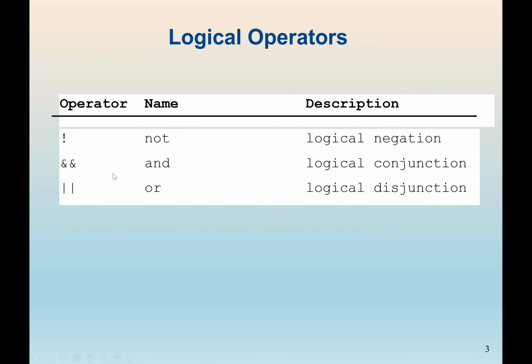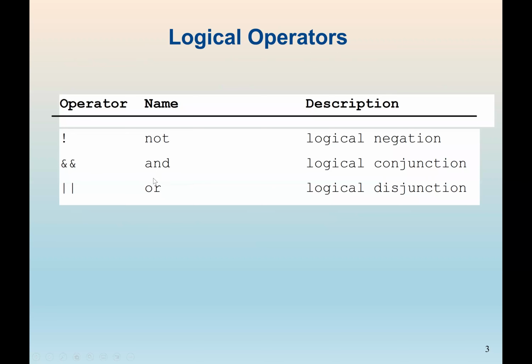The AND, again, is a logical conjunction, which means if we have two conditions, both conditions must be true in order to get a true output or to execute our statement. OR is disjunction. Disjunction means only one condition has to be true, then our condition will be true also. Or if both conditions are true also, our condition will be true.